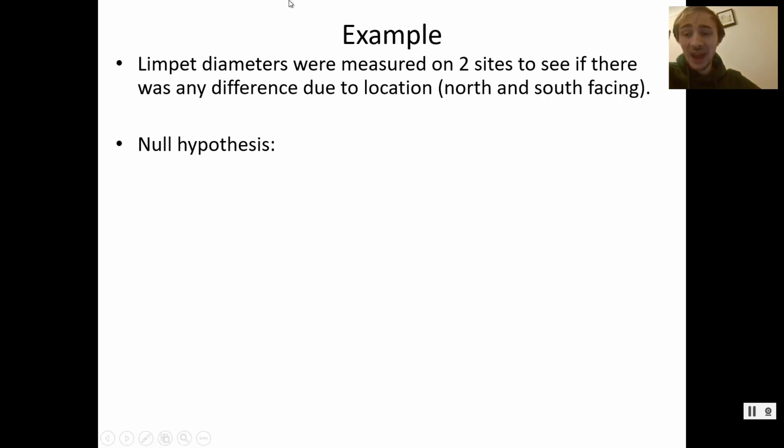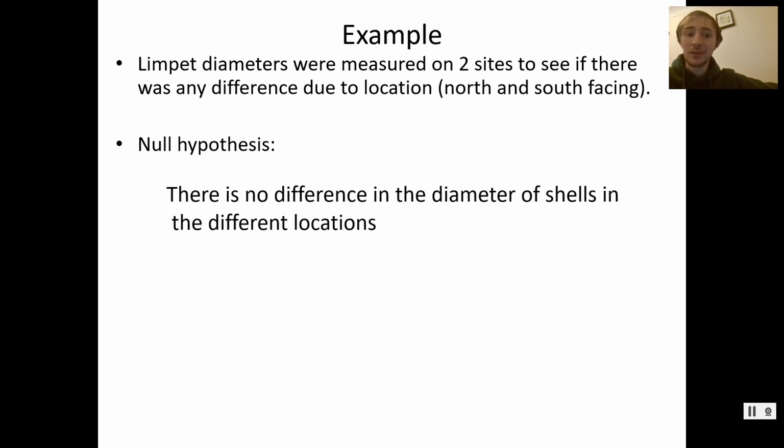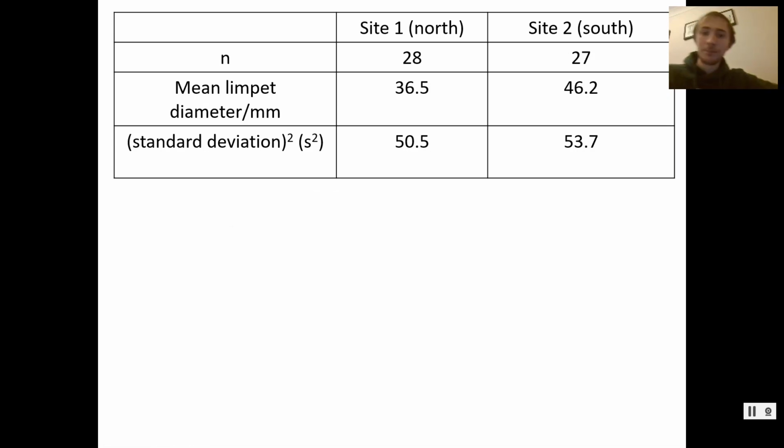First thing I'd like you to do is write down your null hypothesis. Try to do it without waiting for me to tell you it, or without looking. What is the null hypothesis here? So pause me if you need to and write that down. So the null hypothesis here is there is no difference in the diameter of shells in the different locations. Oh, and if you don't know, limpets have shells. Limpets are little mollusky things. So we've measured the diameters, so the null hypothesis, there is no difference. That's the null hypothesis. These are your numbers.